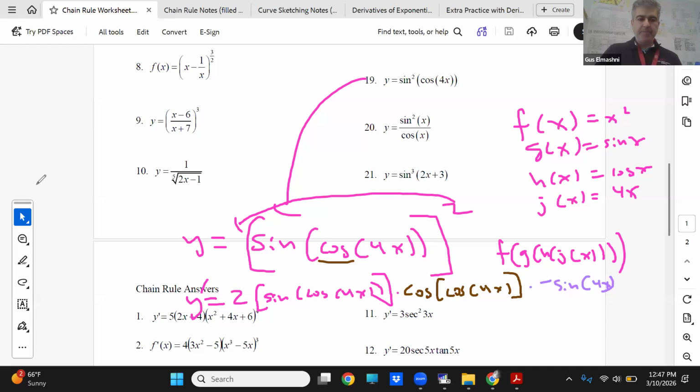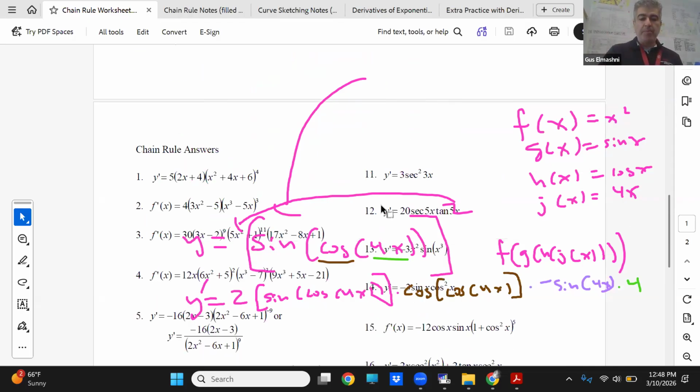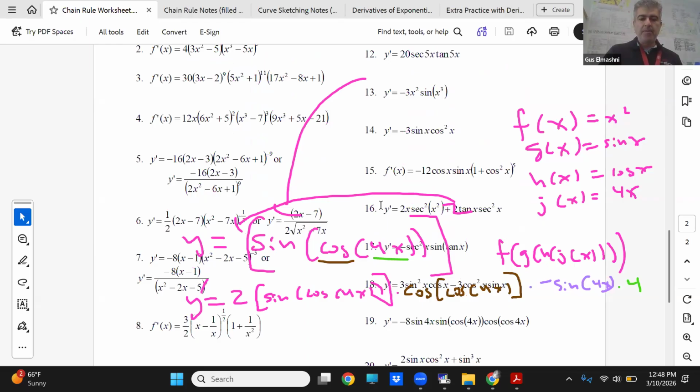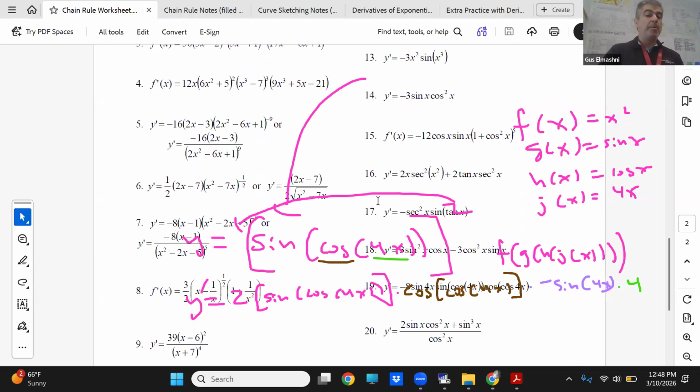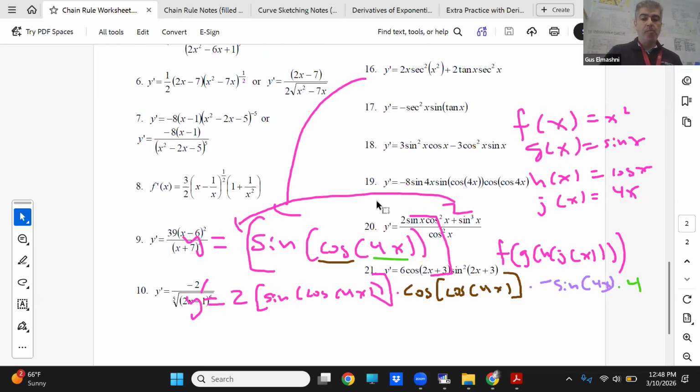And then lastly, this one here, times 4. If you want to clean it up, you have -8 to the left and all that other junk there, then you're done. Yeah, so 19 would be a triple chain. But the exponent, because you have sine squared. Yep, that's exactly what they have.